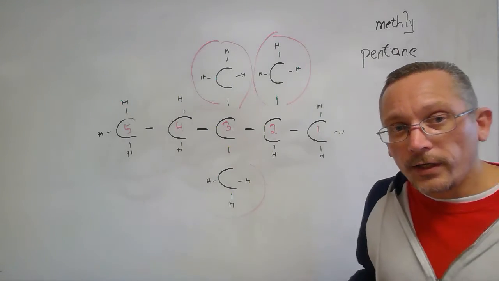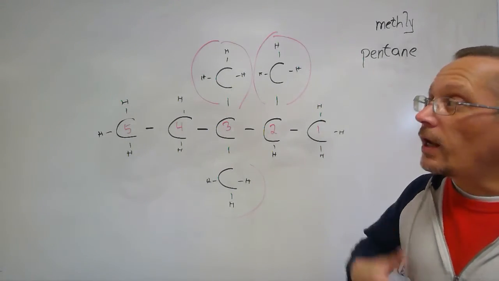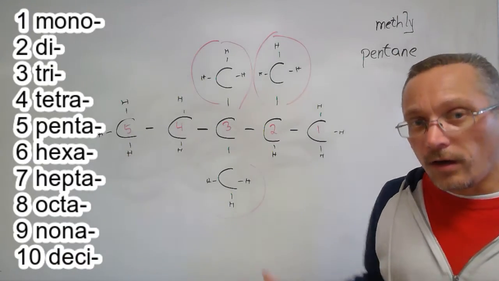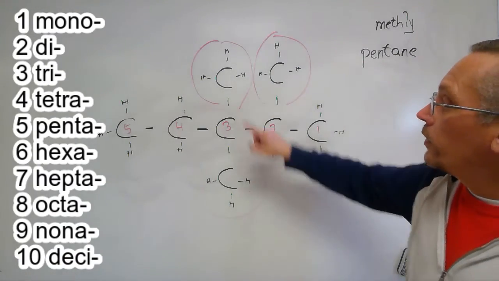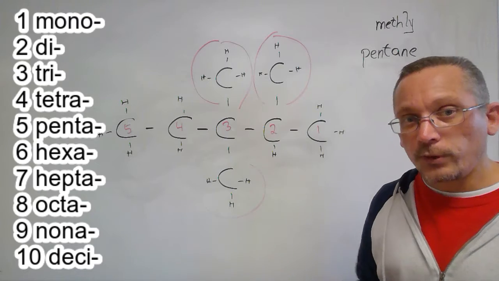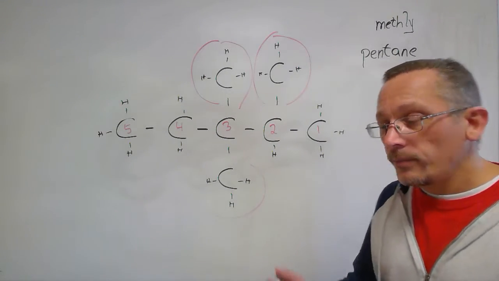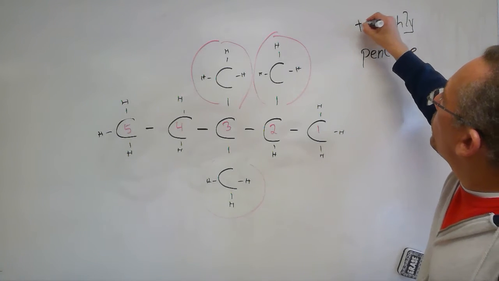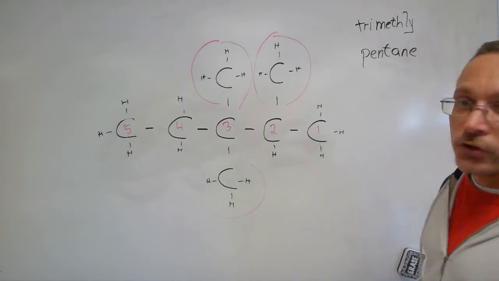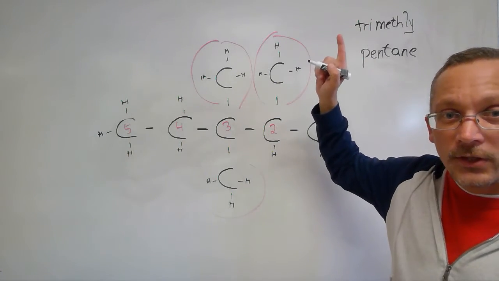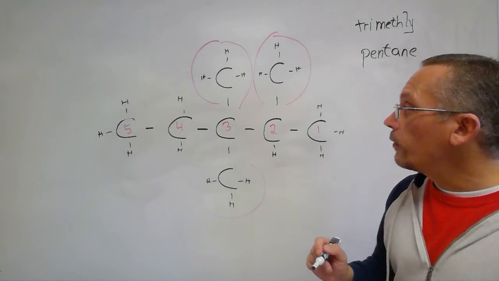Now when there's more than one, we're going to put a prefix, not the organic prefix, the other prefix, to tell how many there are. So there are 1, 2, 3 methyl branches. So the prefix for 3 is tri. So this is trimethyl.